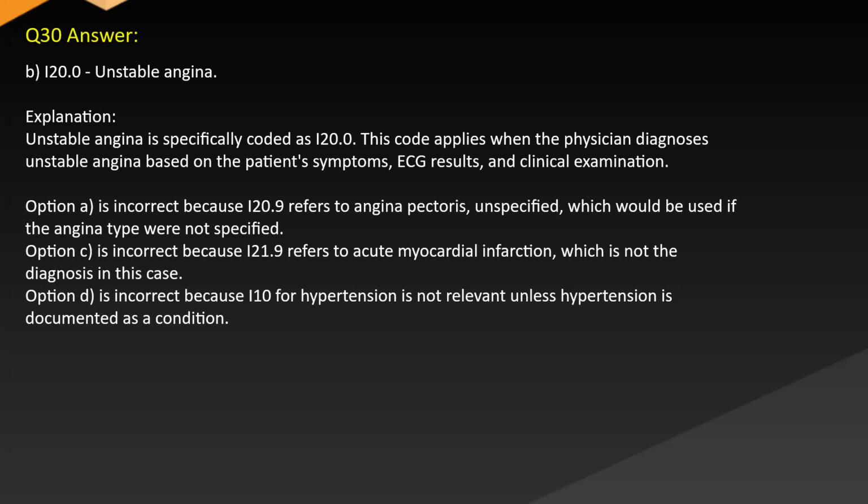Option A is incorrect because I20.9 refers to angina pectoris, unspecified, which would be used if the angina type were not specified. Option C is incorrect because I21.9 refers to acute myocardial infarction, which is not the diagnosis in this case. Option D is incorrect because hypertension is not relevant unless hypertension is documented as a condition.